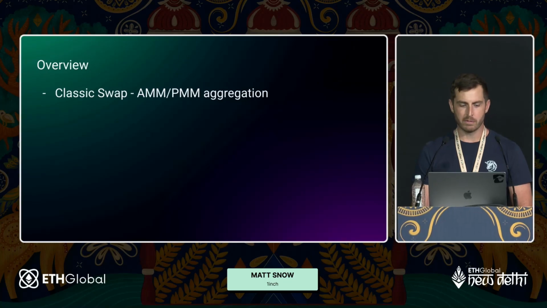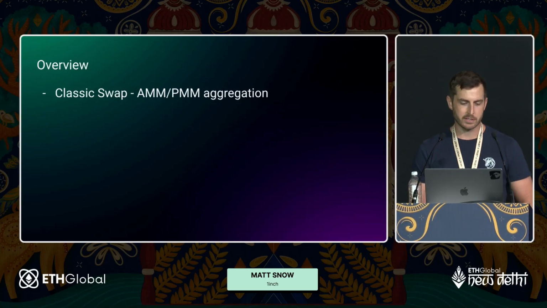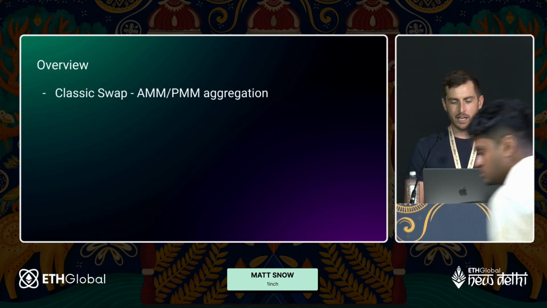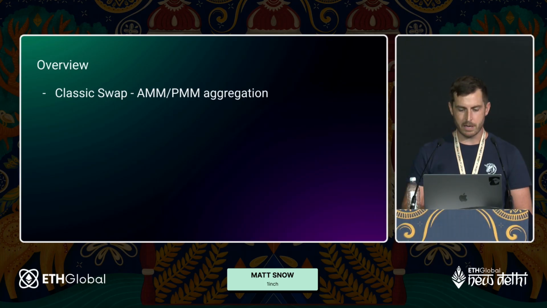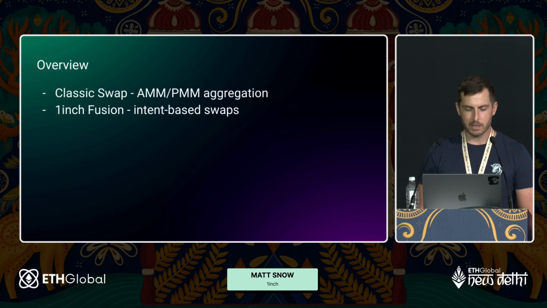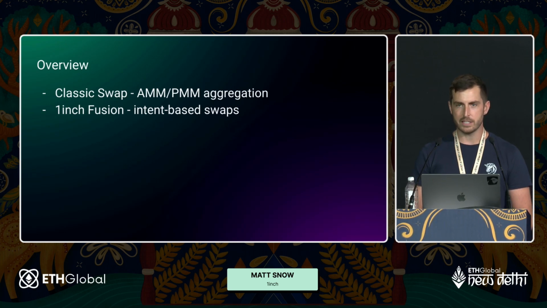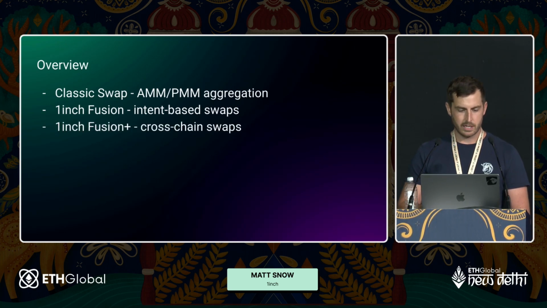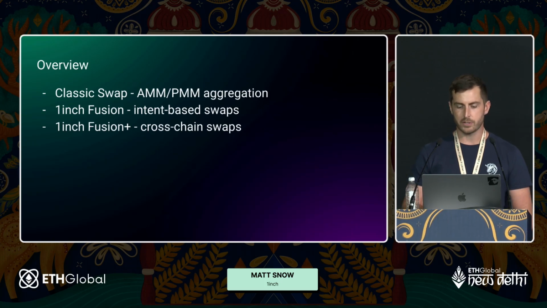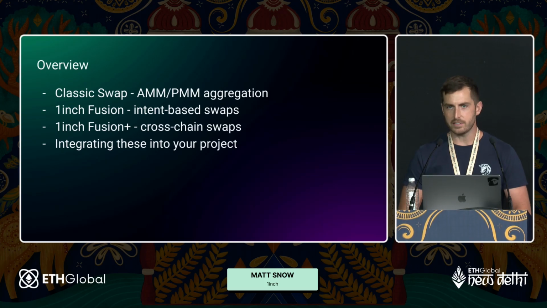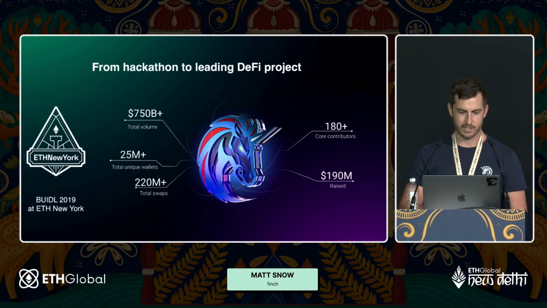And today we're going to discuss cross-chain swaps and beyond. So a brief overview of what we're going to discuss. We're going to talk about our classic swaps, which is our AMM and PMM aggregation. We're going to talk about OneInch Fusion, which is our intent-based swaps. And we're going to talk about Fusion Plus, which is our cross-chain atomic swaps. And then we're going to talk about how to integrate these into your project.